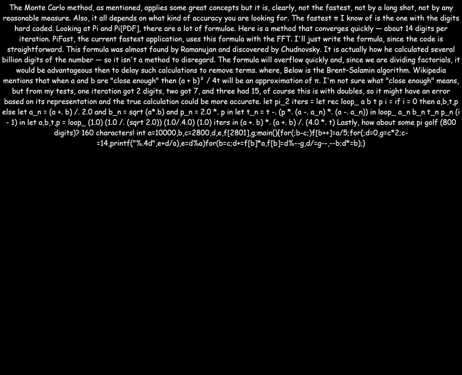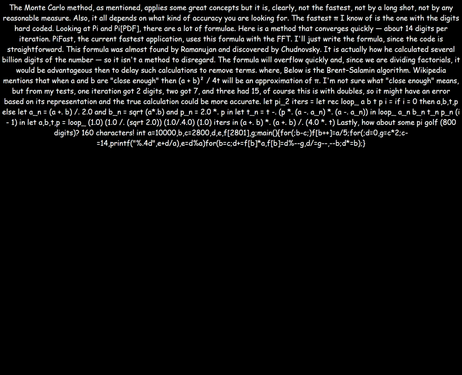The Monte Carlo method, as mentioned, applies some great concepts, but it is clearly not the fastest, not by a long shot, not by any reasonable measure. Also, it all depends on what kind of accuracy you are looking for. The fastest pi I know of is the one with the digits hard-coded.